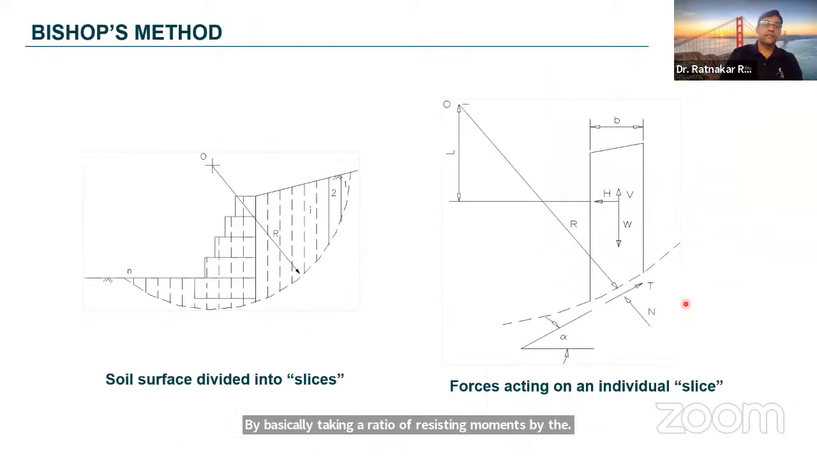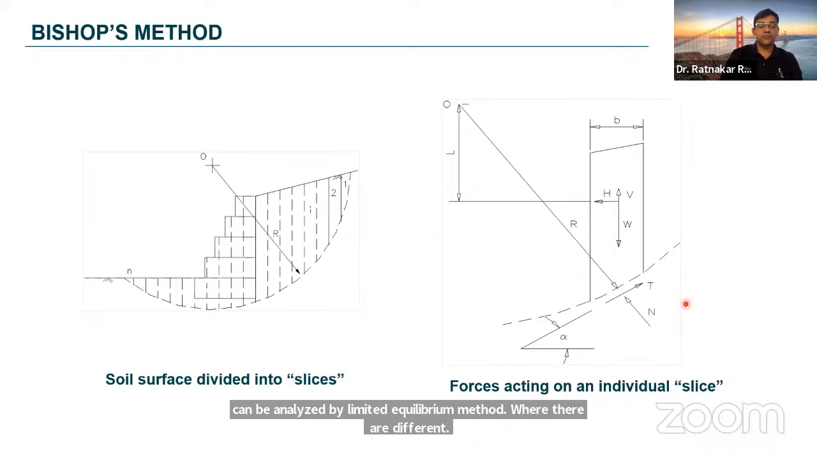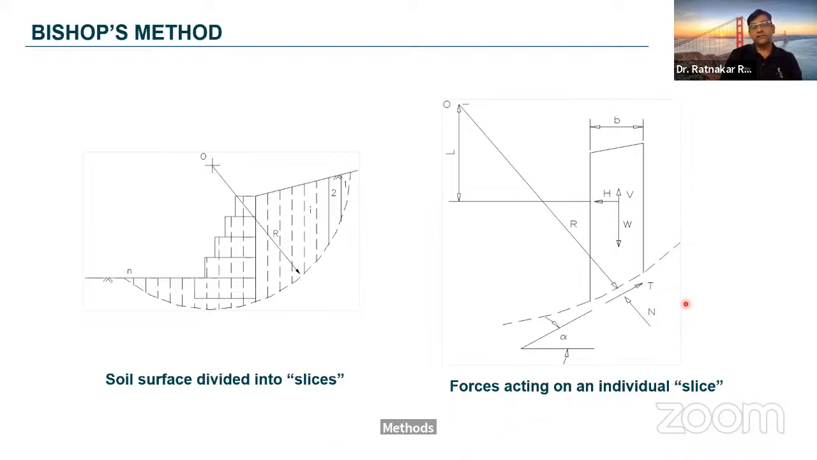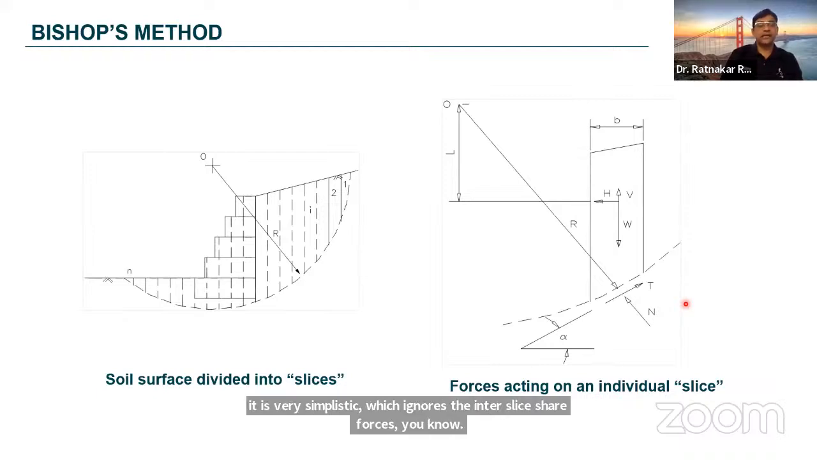And then you need to calculate the factor of safety against global slip failure, which can be analyzed by the limit equilibrium method, where there are different methods available like Bishop, Janbu, Morgenstern-Price, and the Swedish circle method. Typically, Bishop's method is very commonly used because it is a very simplistic method which ignores the interslice shear forces as well as the interslice forces.